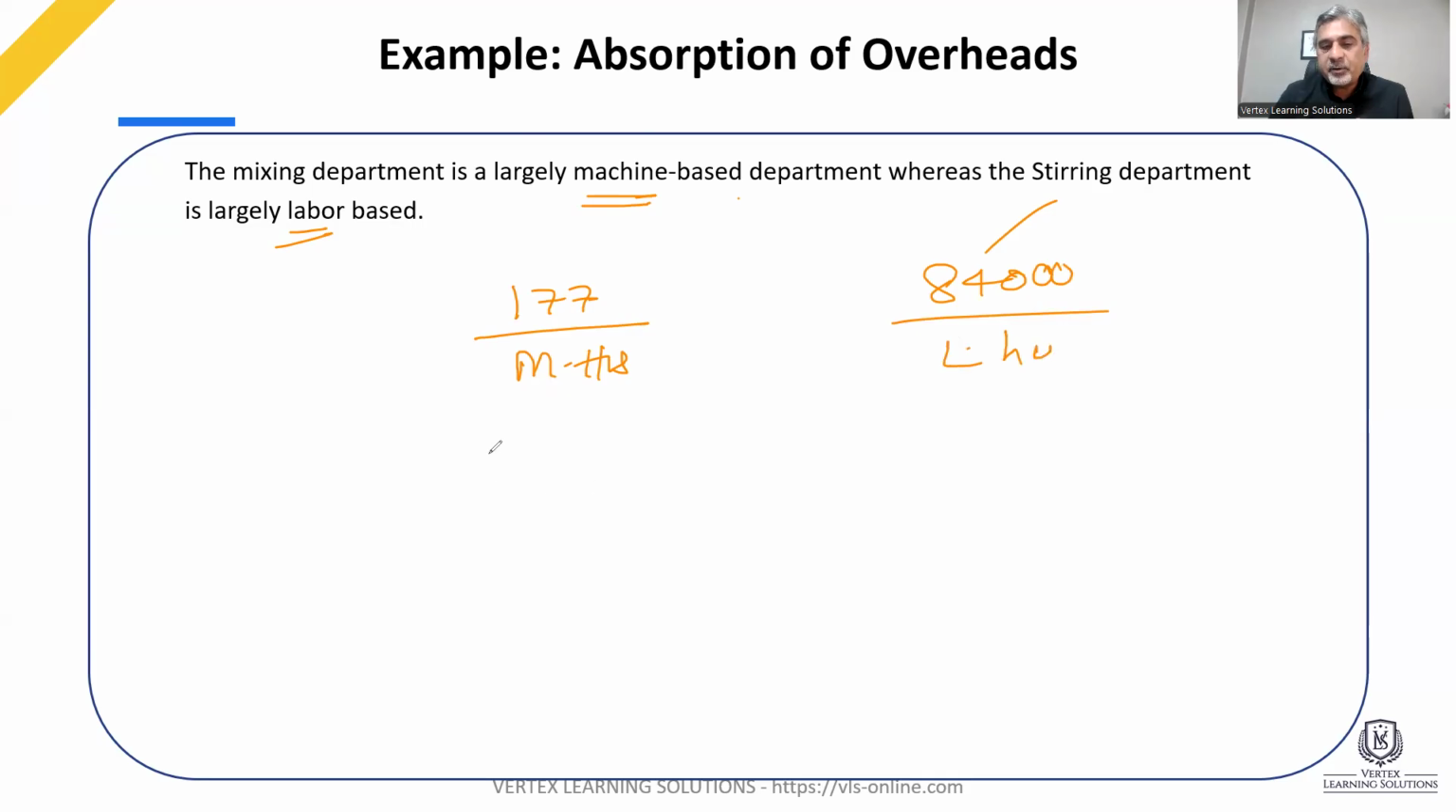And here you will find your OAR, which will be X dollar per machine hour. And here you will find your OAR for the stirring department, which is going to be X dollar per labor hour. So this overhead will be X dollar per machine hour or X dollar per labor hour. Okay. So let's continue with this example.